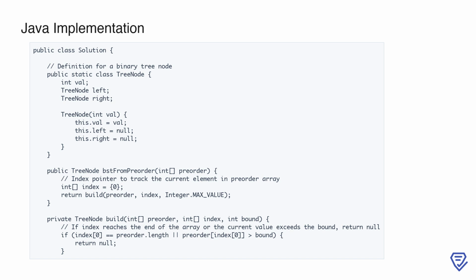It also takes a parameter bound, which is used to enforce the binary search tree property, ensuring that all nodes in the left subtree are less than the root value and all nodes in the right subtree are greater than the root value. If the index exceeds the array length or the current value violates the bound, the function returns null, signaling that no more nodes can be added in this part of the tree.